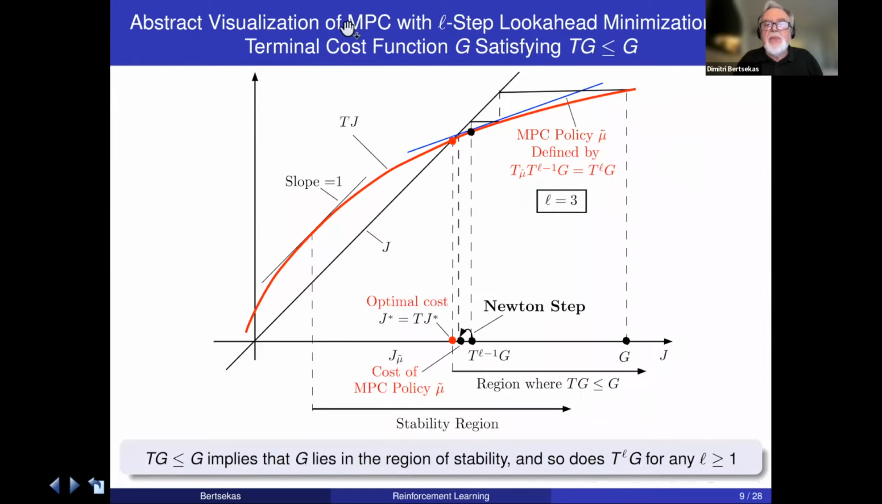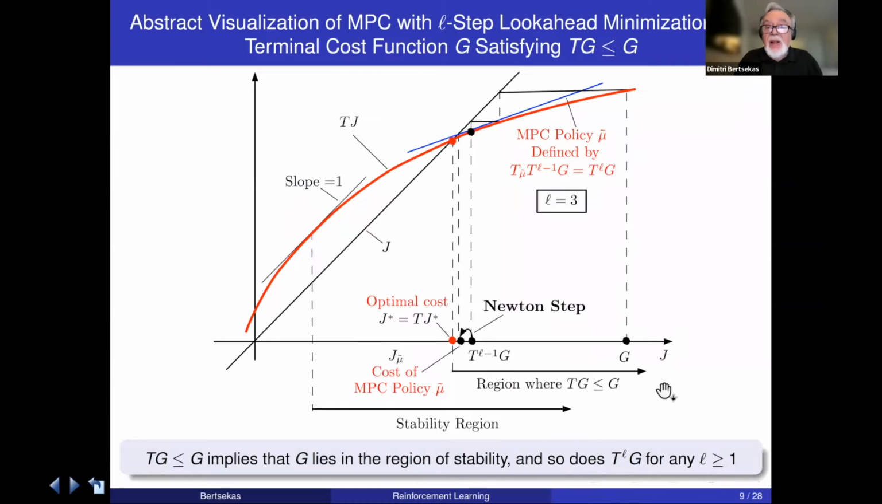Now, how do we visualize MPC? Okay, so we have again the min-Bellman operator, the red curve. It has this fixed point, which is the optimal cost function of the problem. The region of stability starts to the left of J star and corresponds to this point where the slope is equal to 1. The region where this condition is satisfied starts to the right of J star.